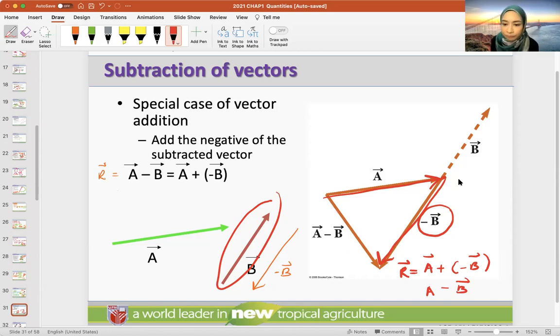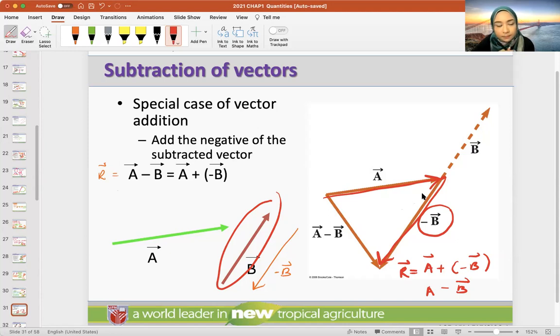We haven't learned it yet. Doctor, is the dashed line compulsory to draw? If they ask you to draw the resultant using the tail to tail method, yes. If we don't put the arrow at the end, is it wrong? Yes, wrong. Because a vector always has direction, and the only way to know direction is the arrow. Don't put it in the middle, put it at the end.